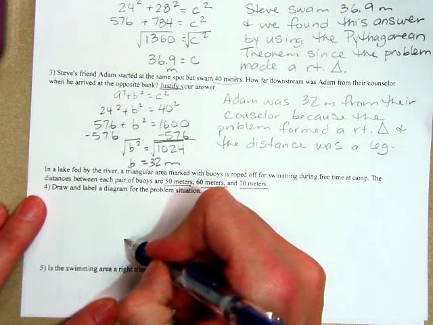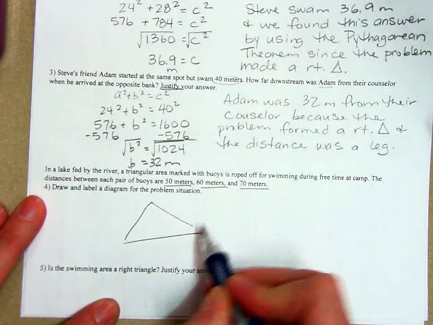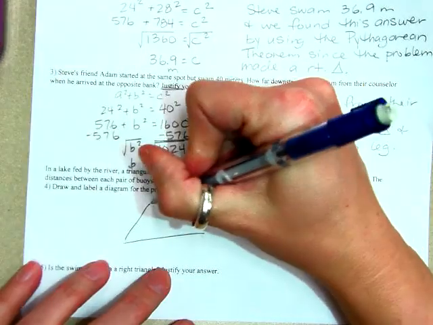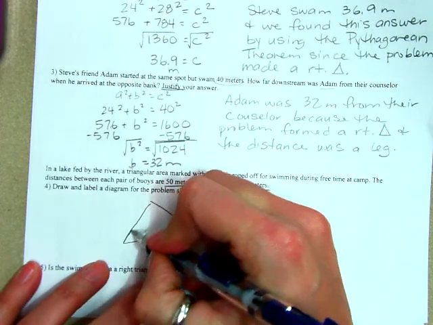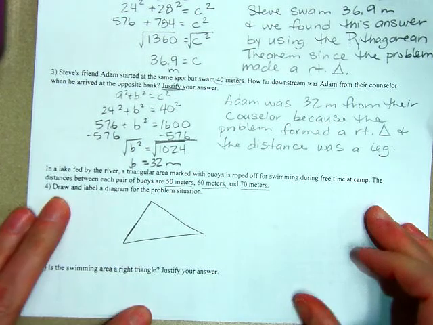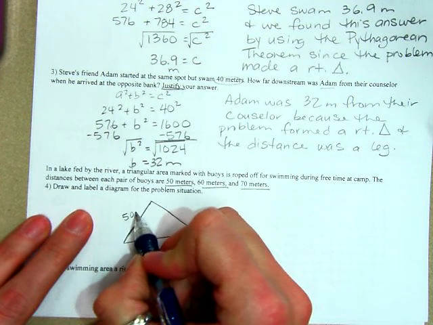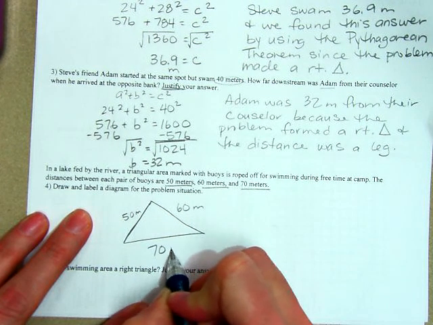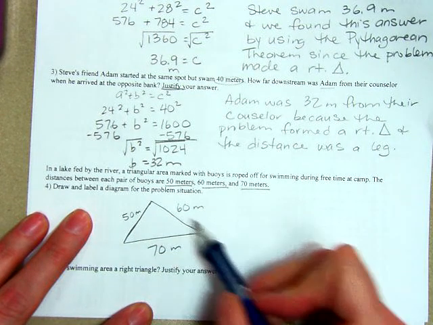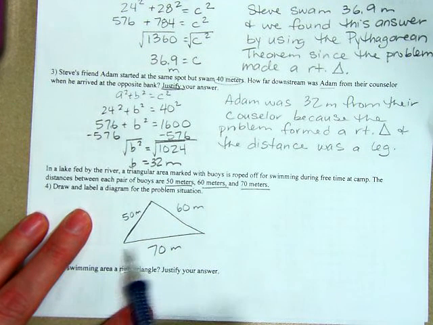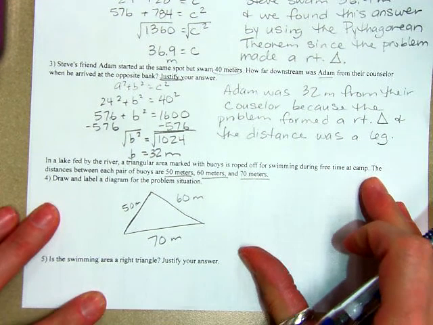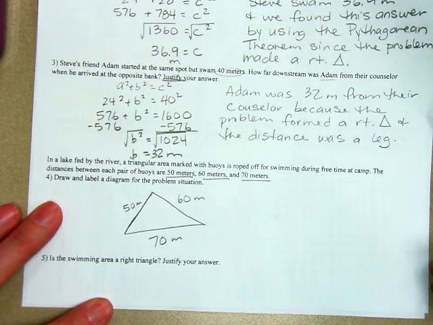Okay, so I'm just going to draw a triangle. I have no idea if it's a right triangle or not, and it would probably look a lot nicer if I used a straight edge, but I'm not going to because I'm a little lazy today. Sorry. So 50 meters is a little bit shorter than the 60 meters, and 70 is the longest. So there's my diagram for my buoys, nothing fancy.